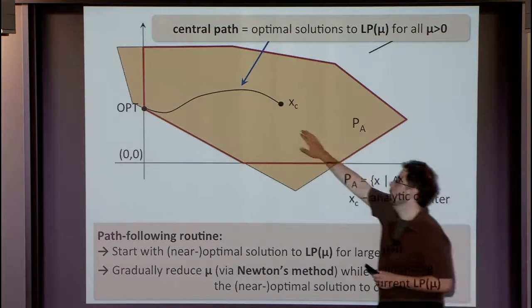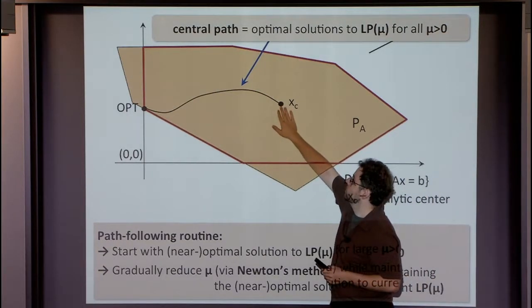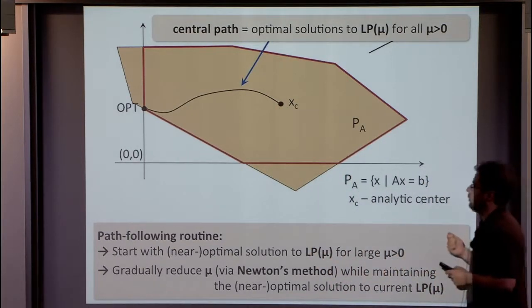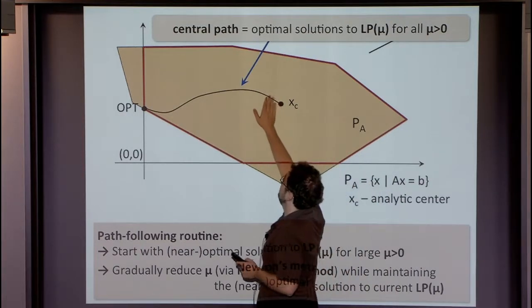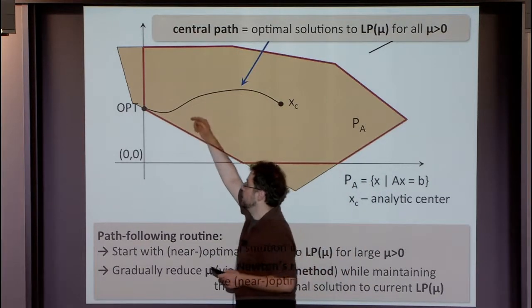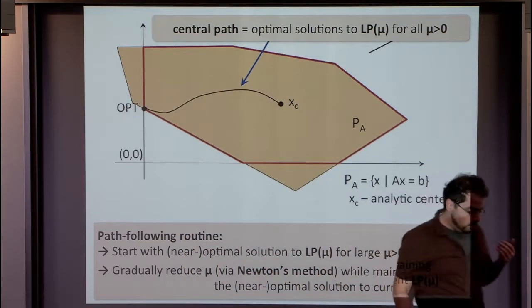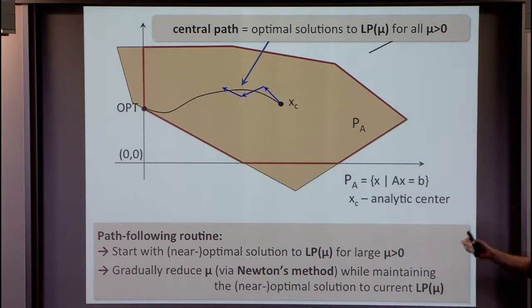So, as I said, when mu is very big, then these solutions approach something called the analytic center of this feasible region. But then, as mu gets smaller and smaller, we are getting closer and closer to the optimum.